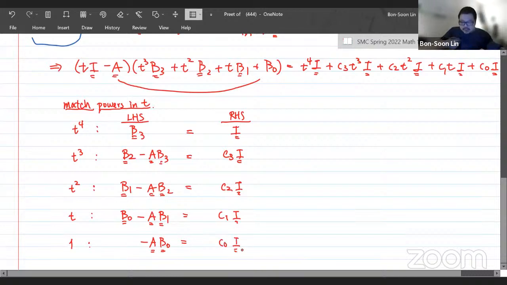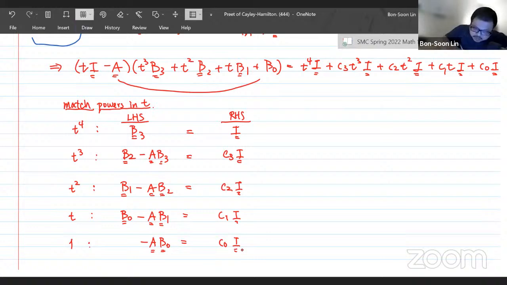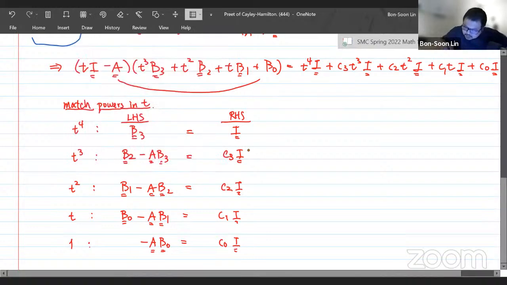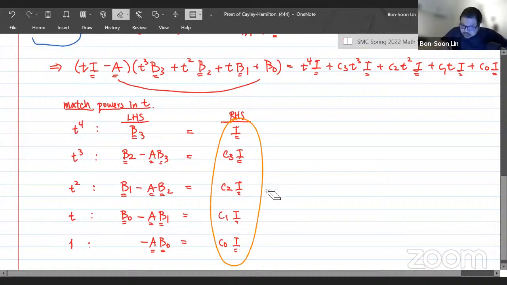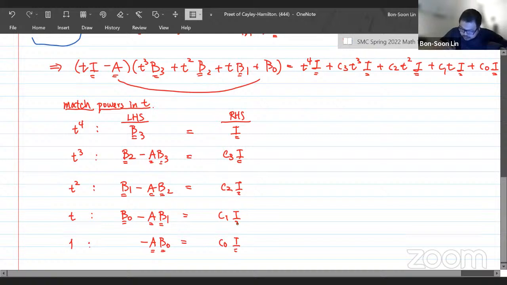So we match powers in T. So what? Well, so what is this? This part almost looks like a characteristic polynomial, except we don't want I. We want A to the fourth, A cubed, A3, A2, A1, and identity, right? So what I would do is this. For the first one, I'm going to multiply by A to the fourth on the left.